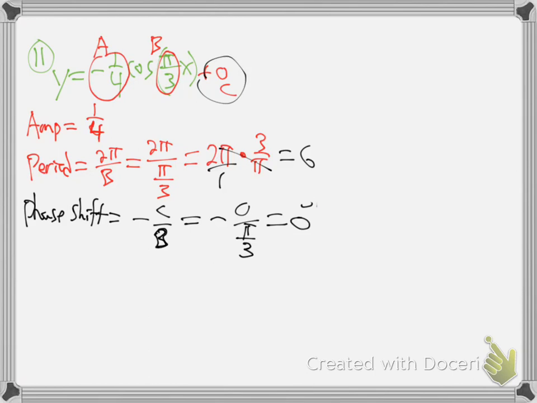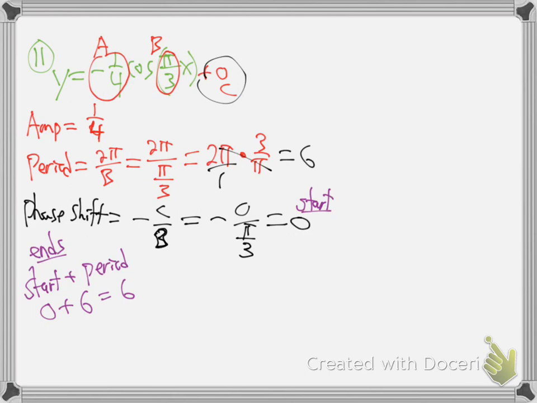Where does it start? It starts at the phase shift. If you notice there's no number added or subtracted, then the phase shift will always be 0 and it'll start at 0. So you start at 0 and then find out where it's going to end. It always ends at the start plus the period. It starts at 0 and the period is 6, so it's going to end at 6.